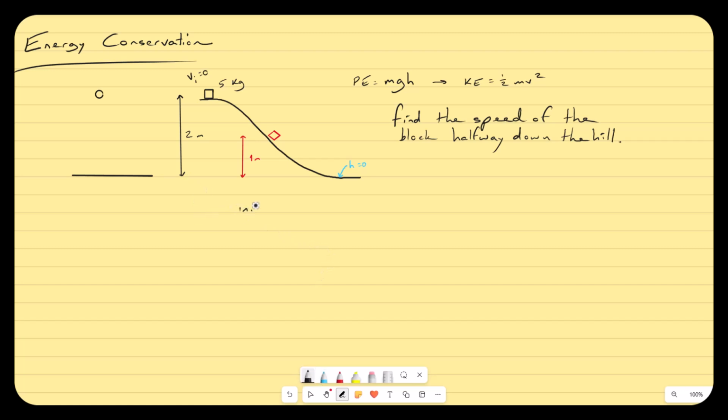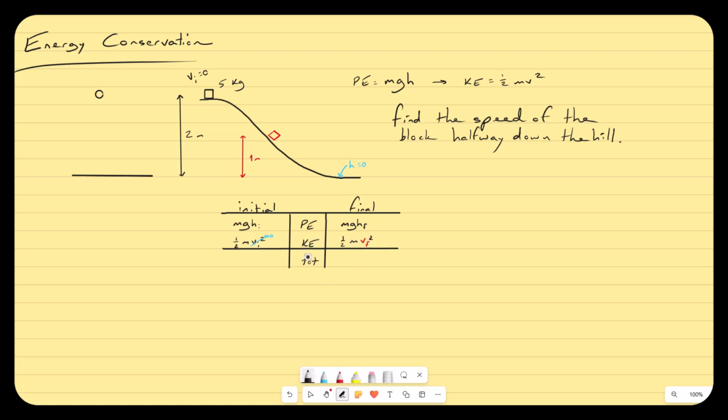So then we're going to have initial and final. We're going to have potential energy, kinetic energy, and then we'll say total. Okay, initial potential energy, that's going to be mgh initial. Initial kinetic energy, half m v initial squared, but that's 0. Final potential energy, mgh final. Final kinetic energy, half m v final squared, where v final is our unknown.